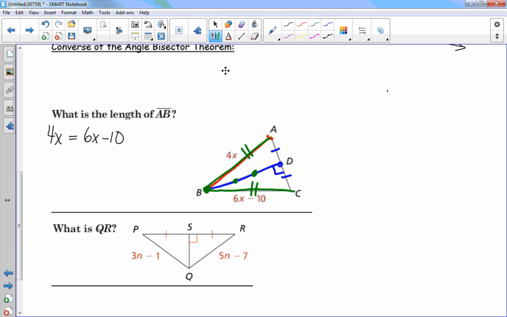Okay, so we're going to set those two sides equal, right? 4x equals 6x minus 10, and use inverse operations to find x. Good. So show the work, how you do that. You write 4x equals 6x minus 10, and move the x's over. Good. So I solve for x.